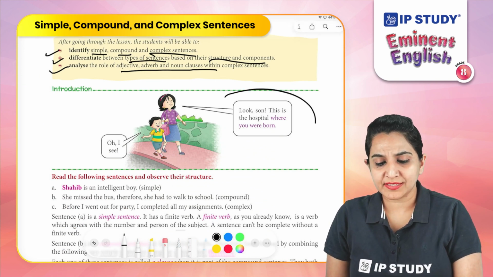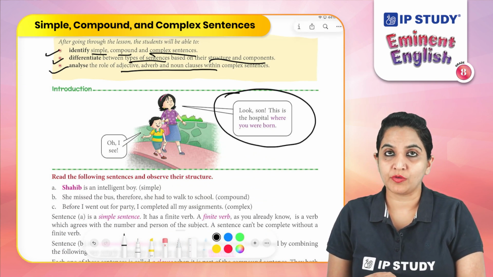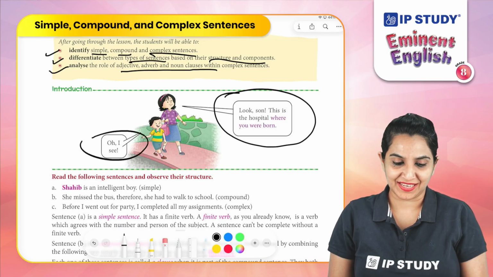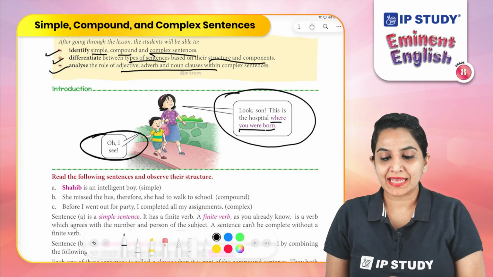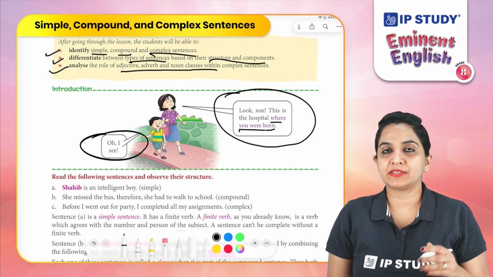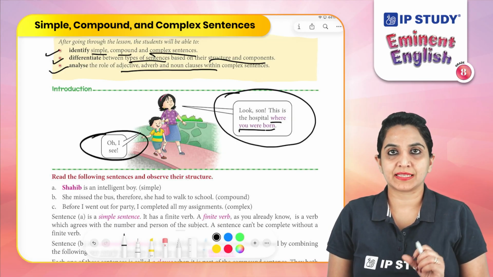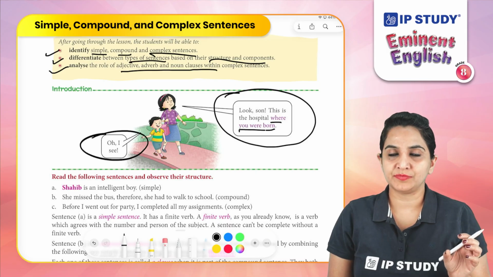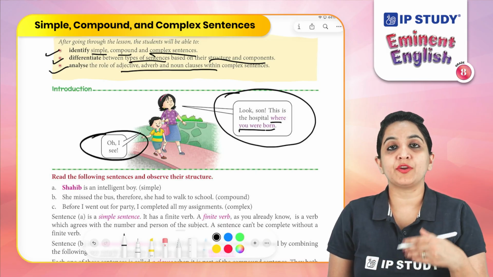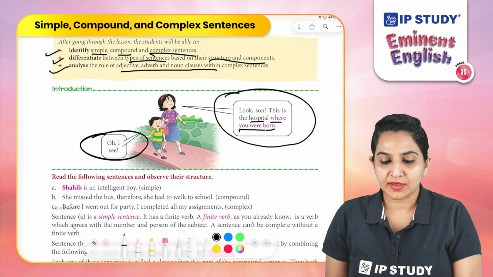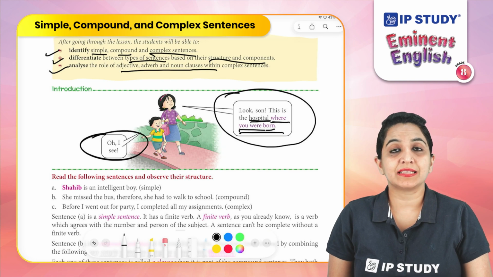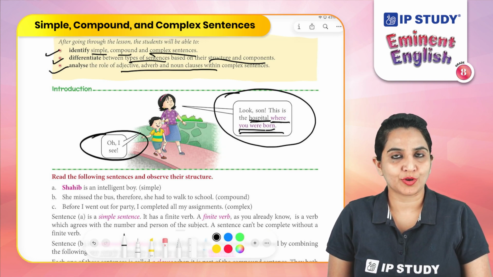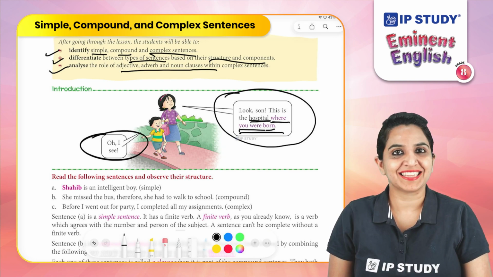Look, son, this is the hospital where you were born. Here, the clause "where you were born" looks like a connector between two simple sentences, like, this is the hospital, you were born here. In order to modify the noun, the clause "where you were born" has been added to form a compound sentence. This is an example of an adjective clause. So we will cover this deeply in this lesson.